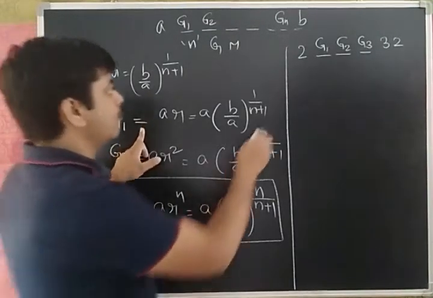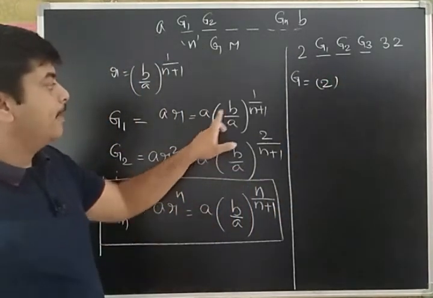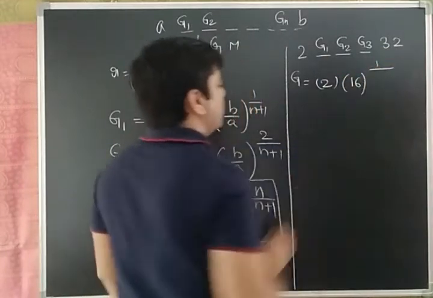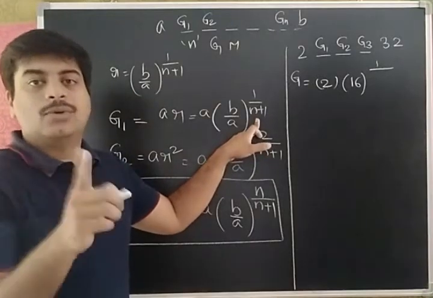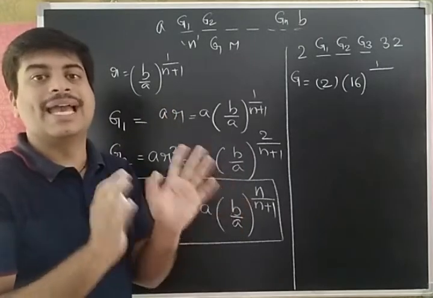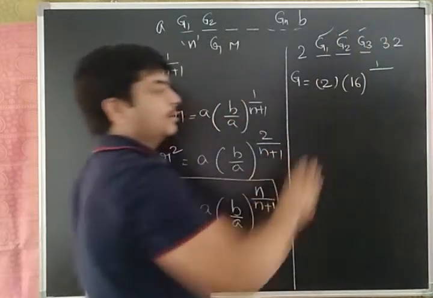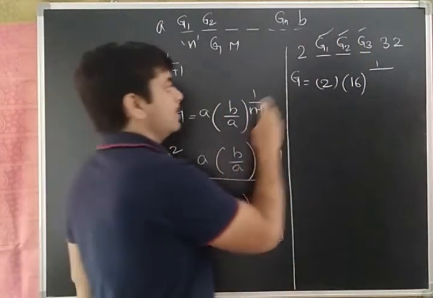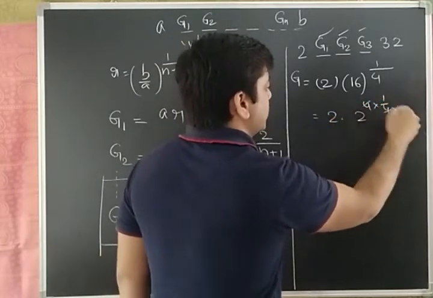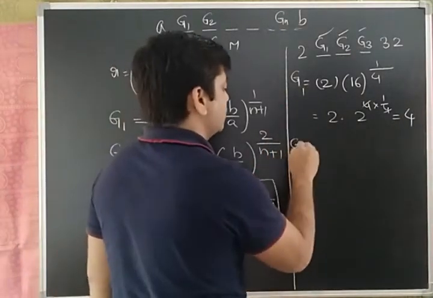So G1 is equal to 2 into b by a, 32 by 2, it is 16 power 1 by n plus 1. What is n? Please don't confuse with the total number of elements. n is the total number of geometric means. How many geometric means we need to find? 1, 2, 3. So n takes the value of 3. So 3 plus 1 is 4. So 2 into 16 power 1 by 4, 16 is 2 power 4. So it is 2 into 2, that is 4. This is G1. What is G2?